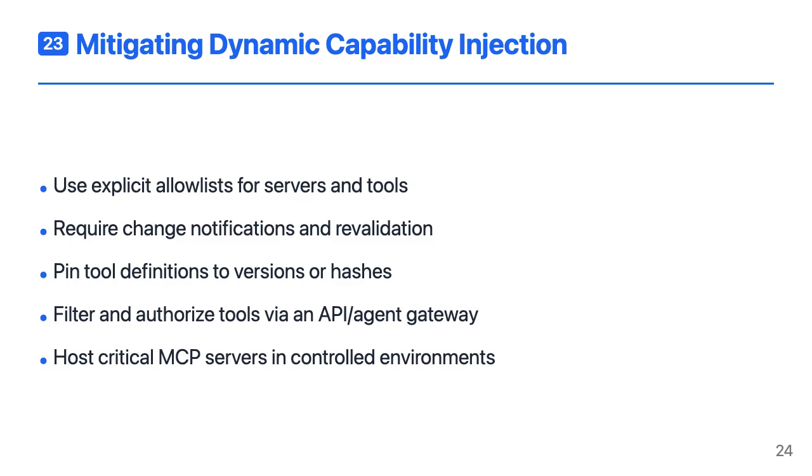To contain dynamic capability injection, the paper recommends several defenses. First, clients and SDKs should enforce allow lists of approved servers and tools, rather than trusting whatever a server advertises. Servers should be required to signal when their tool lists change, so clients can revalidate. For installed servers, pinning tool definitions to specific versions or hashes helps detect unexpected changes. An API or agent gateway, such as Apogee, can sit in front of MCP servers to filter tool lists, enforce enterprise policies, and apply user-specific authorization. Finally, for high-value systems, organizations should host MCP servers themselves in tightly controlled environments.